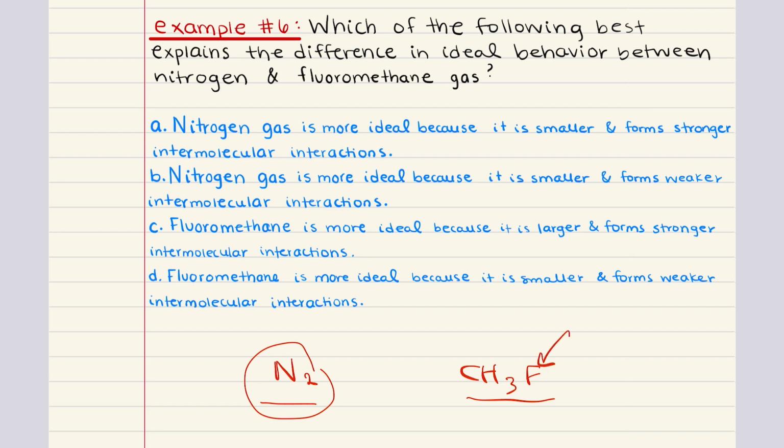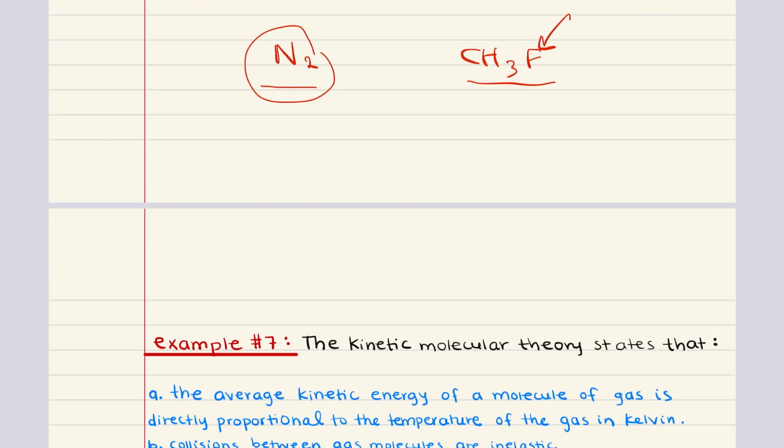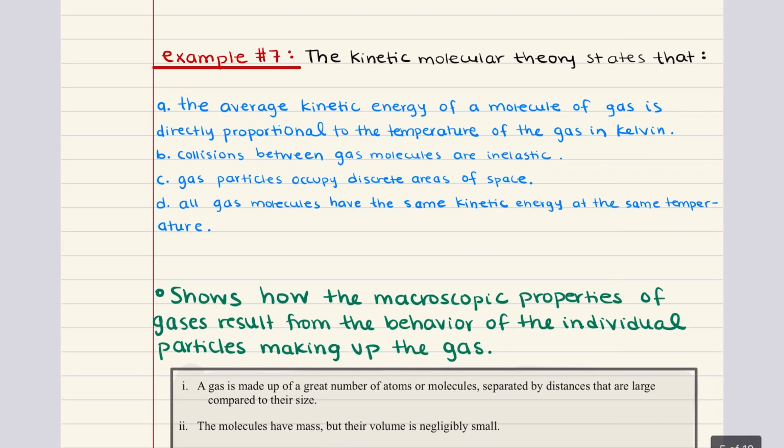So keeping that in mind, the correct answer is going to be B. Nitrogen gas is more ideal because it's smaller and because it forms weaker intermolecular interactions. Beautiful. Problem 7 says the kinetic molecular theory states that blank.